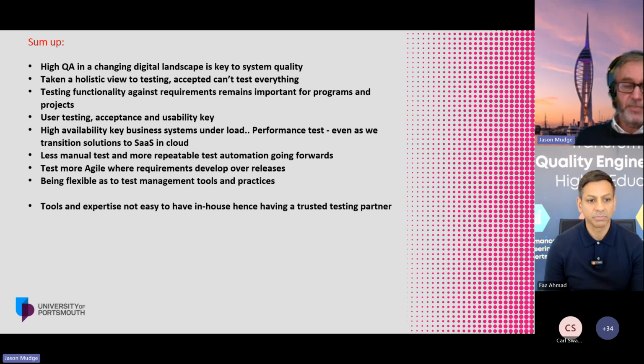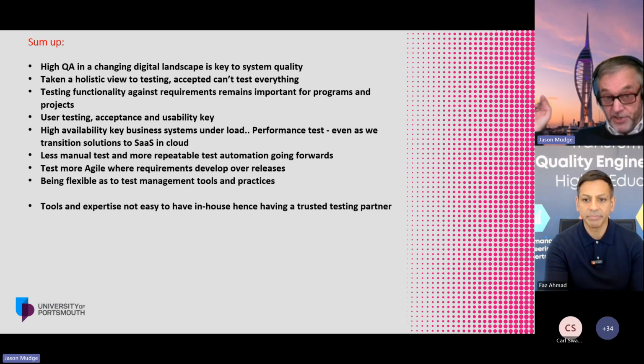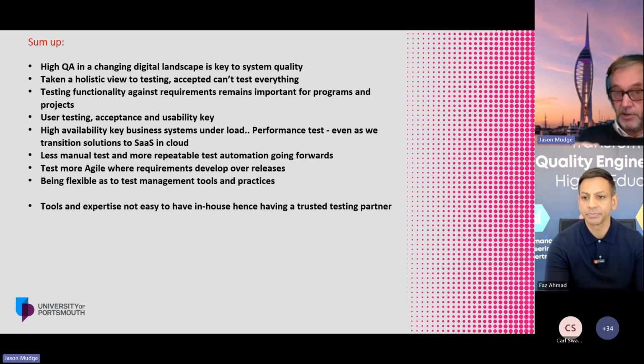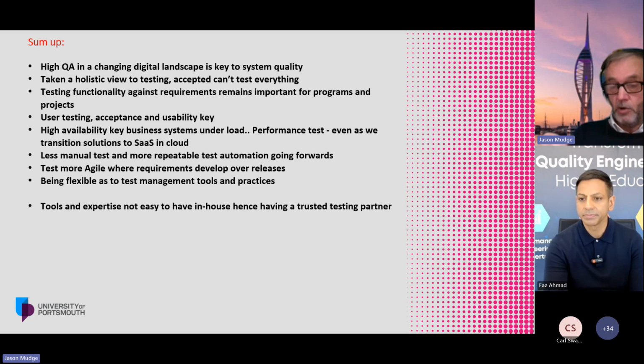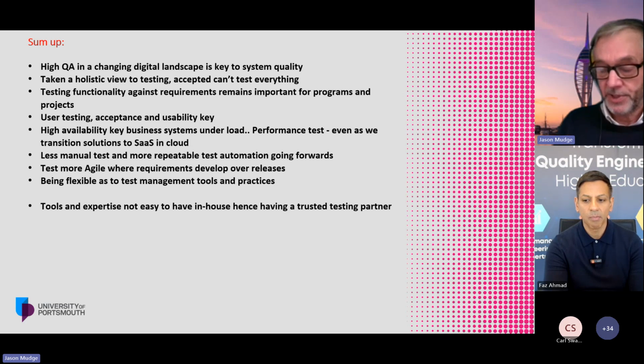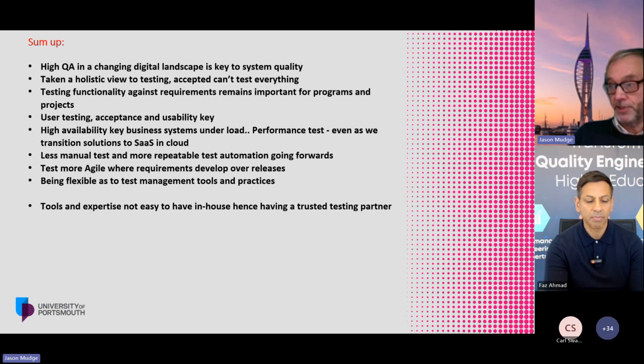And yeah, just the last point to end there, it's just my advice: having a trusted testing partner that can do the things that you can't do and has got the level of expertise and the tools that you can kind of wheel in at key times to do, for instance, your performance testing.